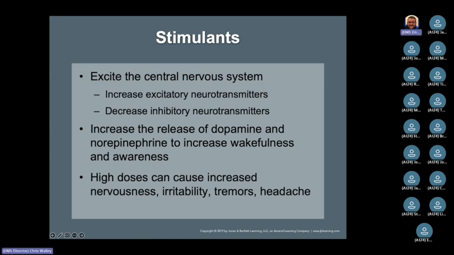All right, so our stimulants. We know that our stimulants help with our CNS agents. They exert their action.